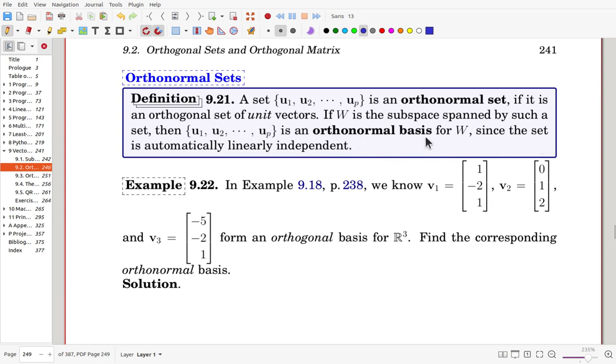A basis requires linear independence, but if the set is orthonormal, then automatically it's linearly independent. So the set spanned by this orthonormal set must be an orthonormal basis for W, right? Orthonormal, then automatically linearly independent, right?